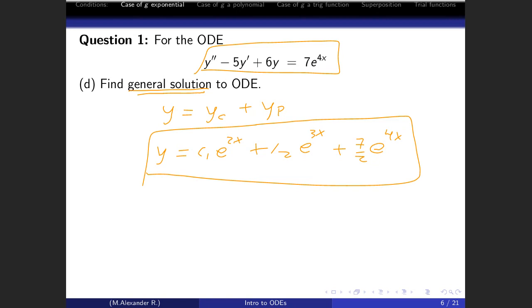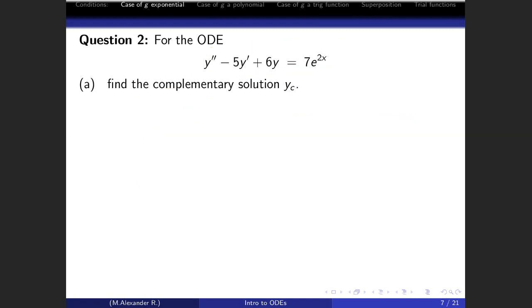So just double check on the problems. Yeah, it should be 7 over 2. All right, so now that's the first example, and then part B was asking whether the g function is part of the complementary solution, and the answer to that was no. So keep that question in mind, because that's going to appear again in part 2, question 2.